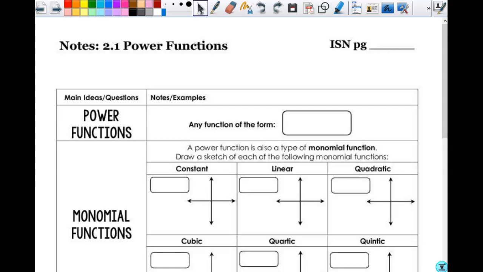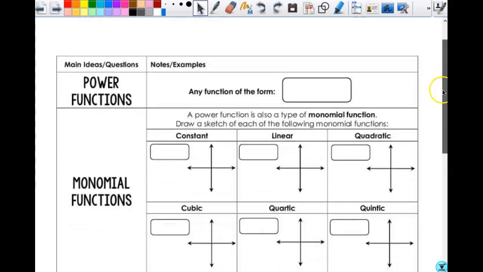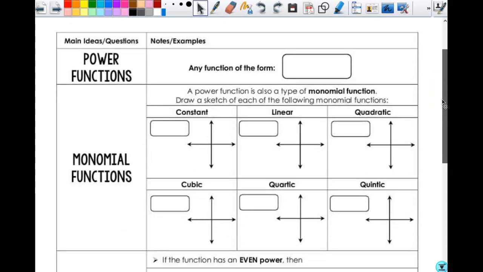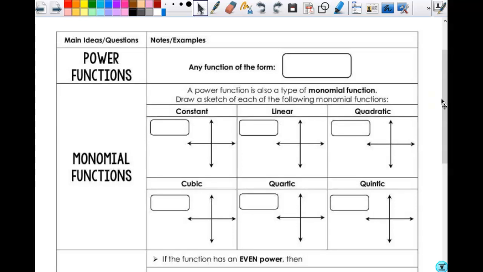All right, so we're doing 2-1 and 2-3a together. There is no 2-2. We're not doing that. But it still should be some pretty quick notes. Okay, so we're going to first talk about power functions, because we're getting into polynomials.